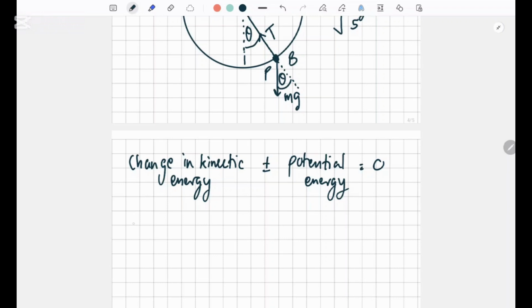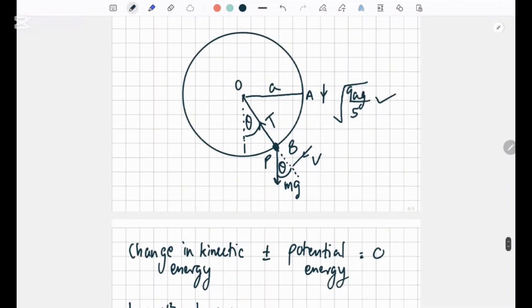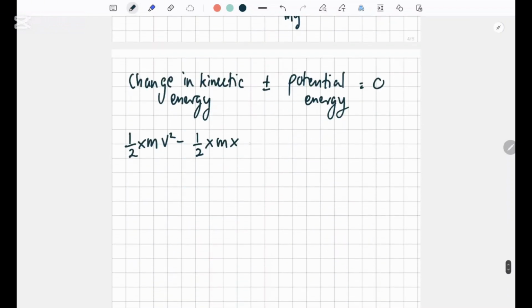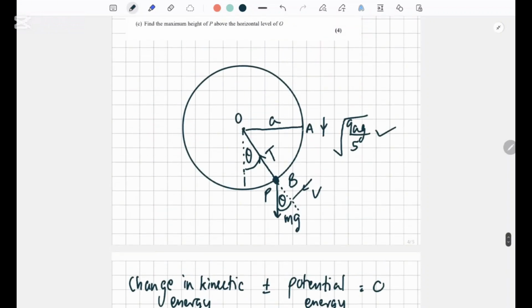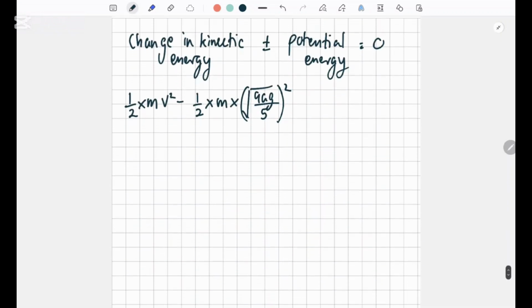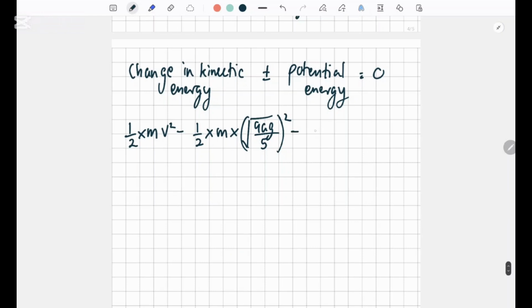So the change in kinetic energy is half m, with the speed at B taken as v, so v squared, minus half m times the initial speed, square root of 9ag over 5, squared. And it's going down, you can see it started here and it's going down. So it's minus mgh, and we've got to find h.